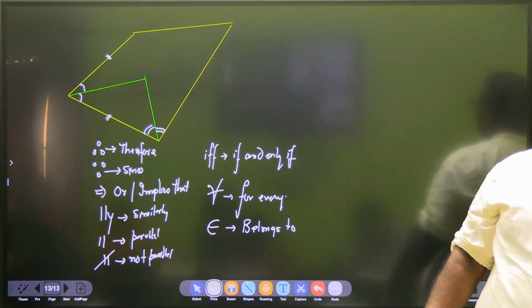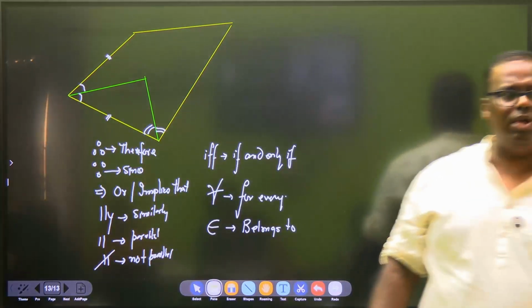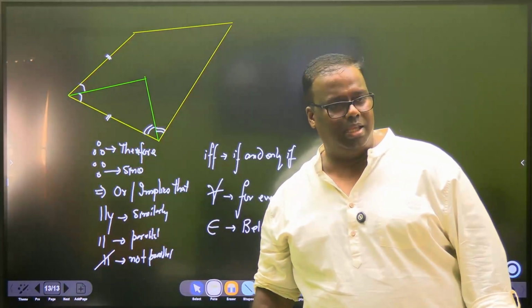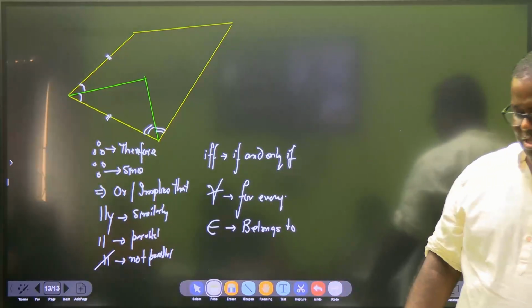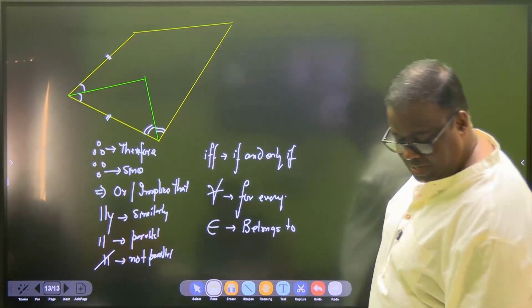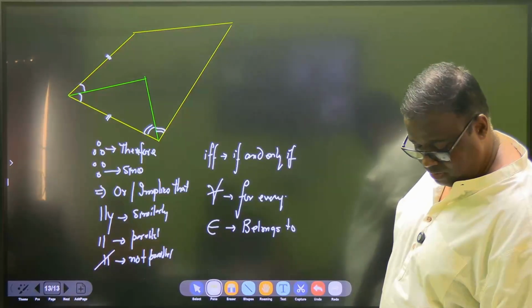There's a comparative law. I am parallel to X. I am parallel to Y. That means X and Y are parallel to each other. I hope you understand this. Okay. Now some languages. Let me see whether you follow these languages or not.